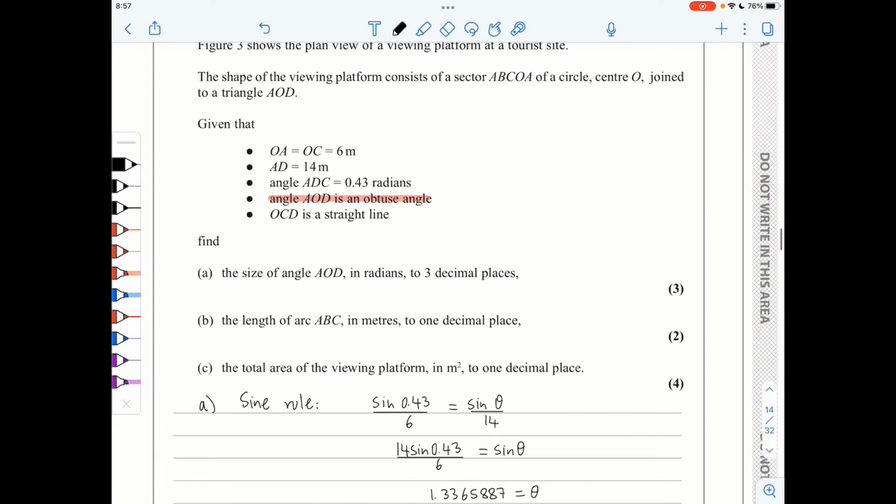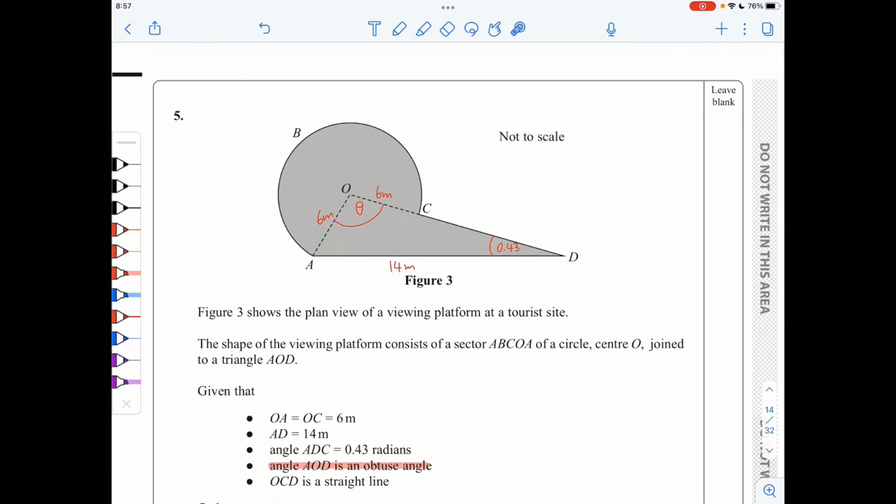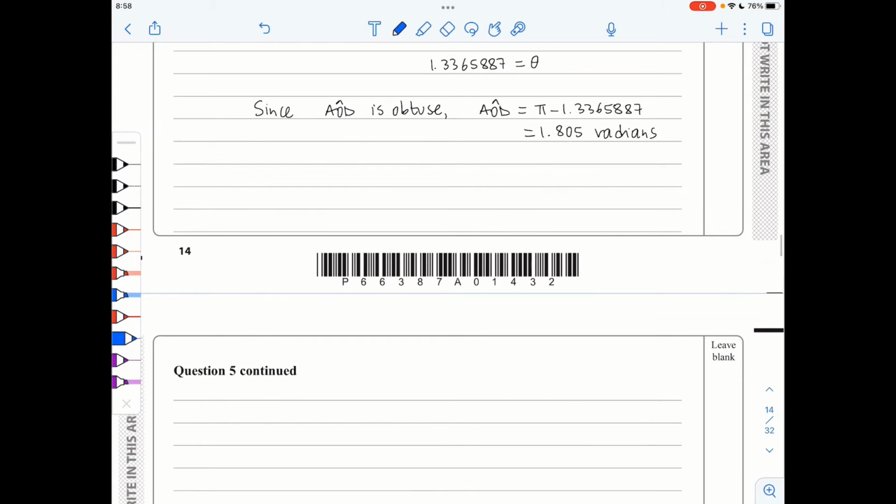Now in part B, we need to find the length of the arc ABC. This is the arc ABC. Now we know that angle theta is 1.805, which means that this angle here is simply 2 pi minus 1.805. I will be using the fact that the length of the arc is r theta, since the angle is in radians. So length of arc ABC is the radius of 6 times the angle of 2 pi minus 1.805, which is 26.9 meters.